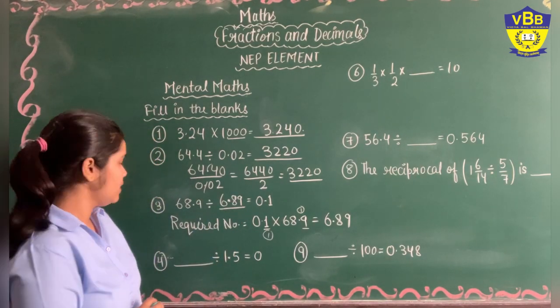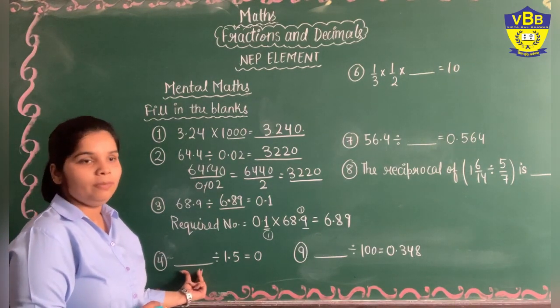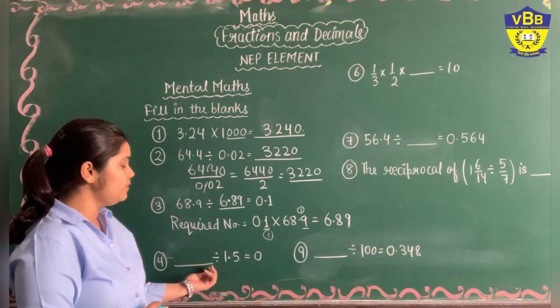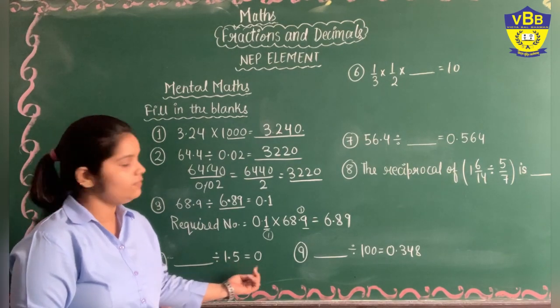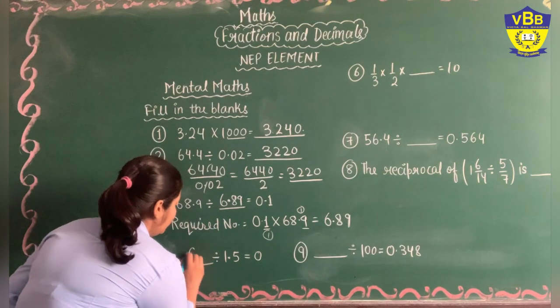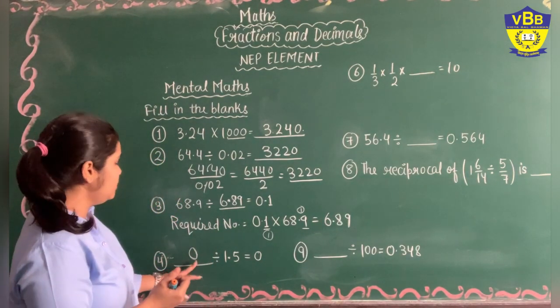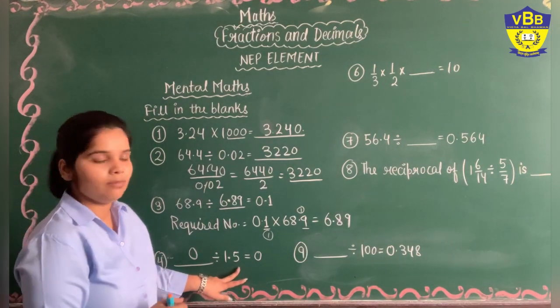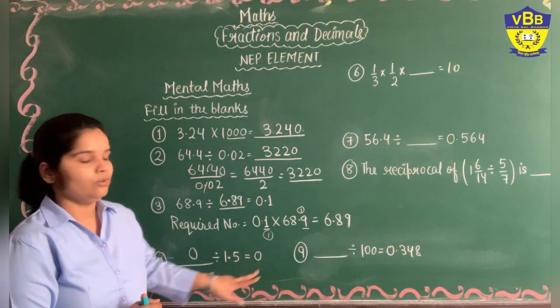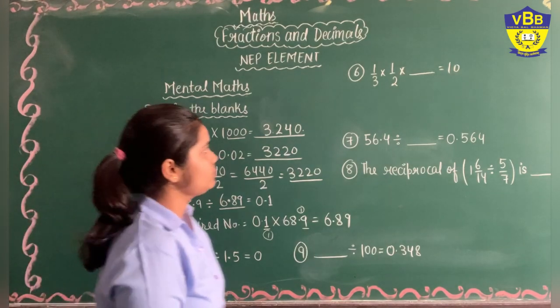Next one is, what number should be here so that when we divide that number by 1.5, the answer will be 0? This is very simple. Only possible number here is 0. When you divide 0 by any number, you will get the answer 0. So for question number 4, the answer will be 0.